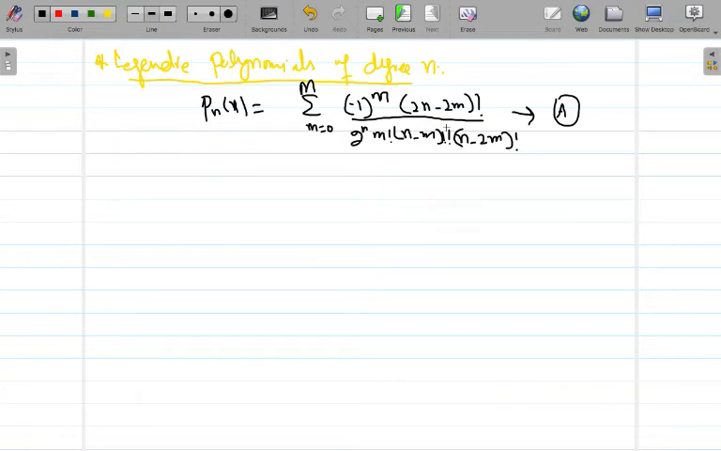Where the capital M should be equal to n divided by 2 or (n minus 1) by 2. Any one of these two, whichever gives an integer, will be the required value of capital M.